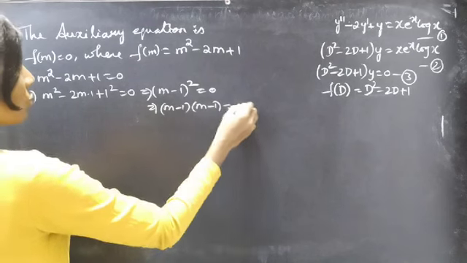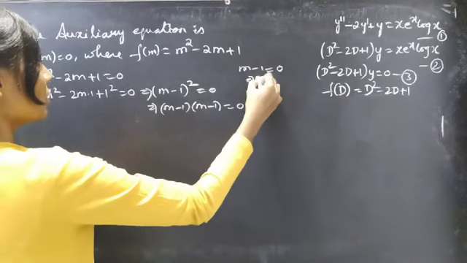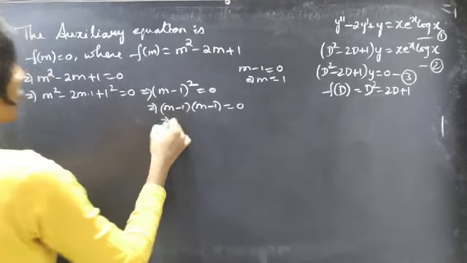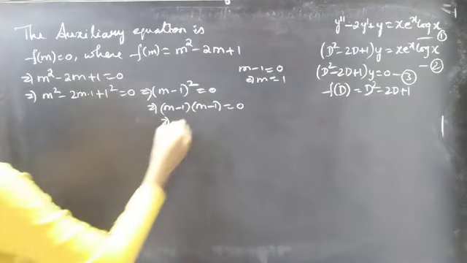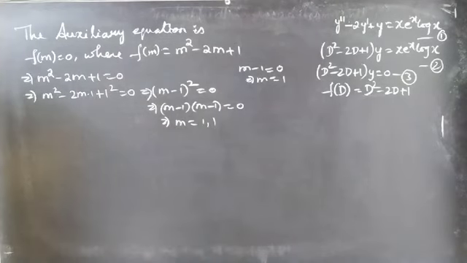Now equate each factor to 0. If m minus 1 equals 0, then m equal to 1. Since m minus 1 is repeating twice, we'll get m equal to 1, 1. The roots are real and equal.